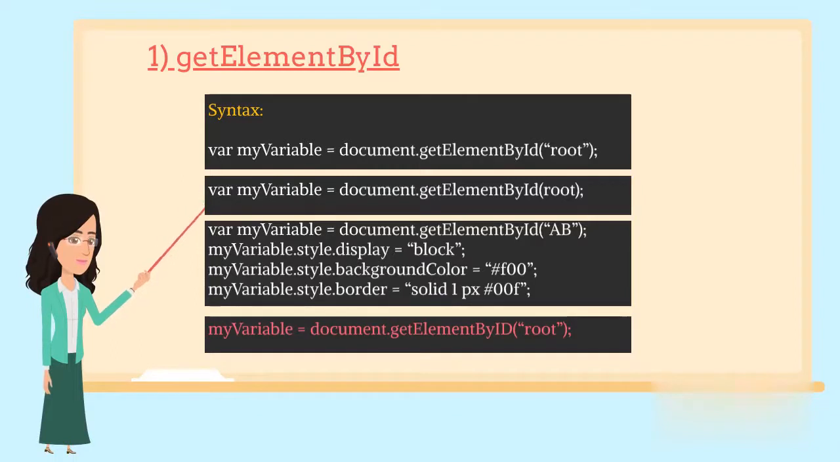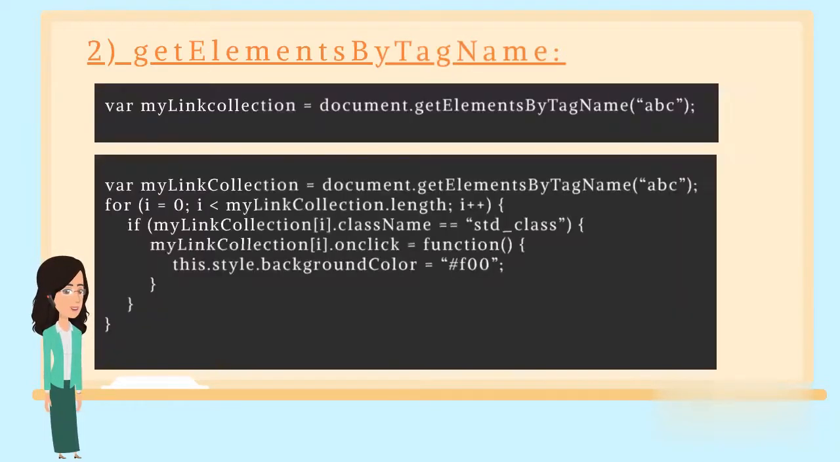Get element by tag name is a second method. In the previous method, we may have some errors, but this method can eliminate those issues. Get element by tag name allows us to search all the elements with a specific tag name on your web page. Just like you see in the example, there's a MyLink collection. The document.getElementsByTagName is ABC. So here my variable is substituted by MyLink collection. MyLink collection holds all the elements on the page.